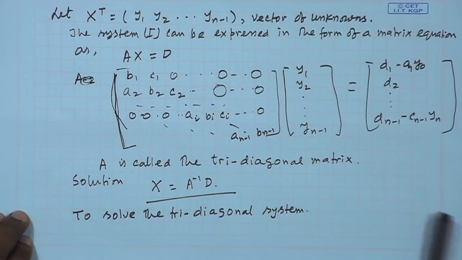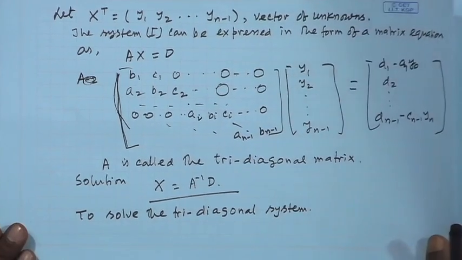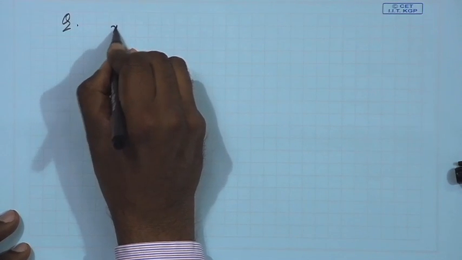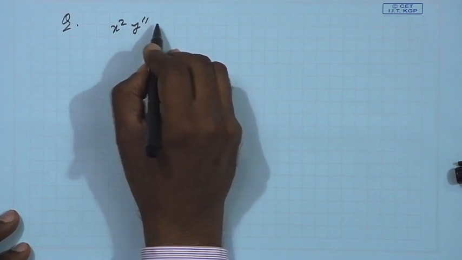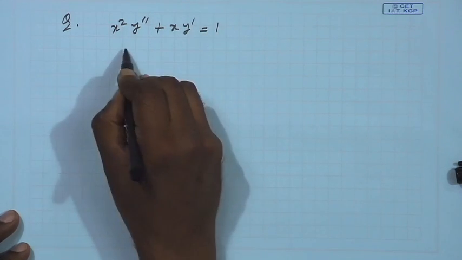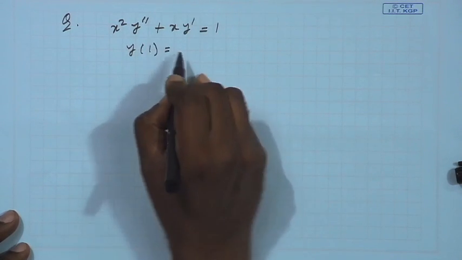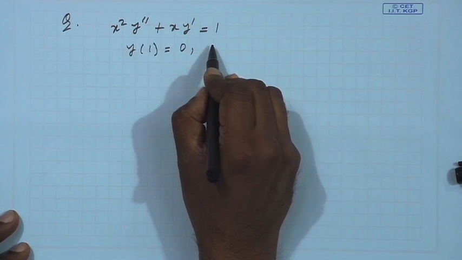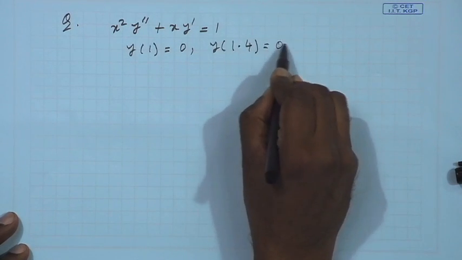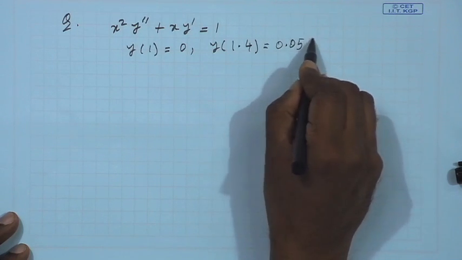So, before that, let us consider a simple situation. Consider this linear boundary value problem: x square y double dash plus x y dash equal to 1, with y at 1 equal to 0, and y at 1.4 equal to 0.0566.